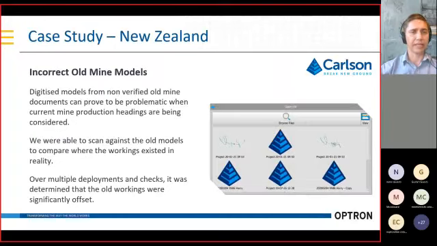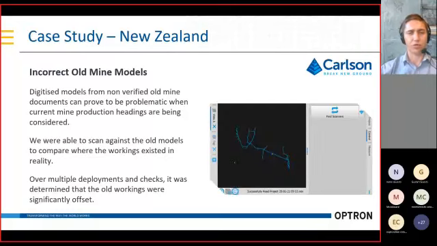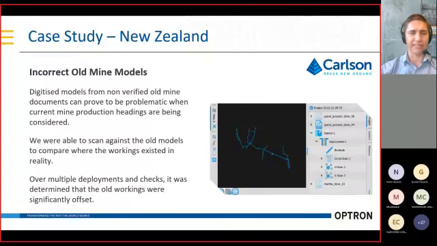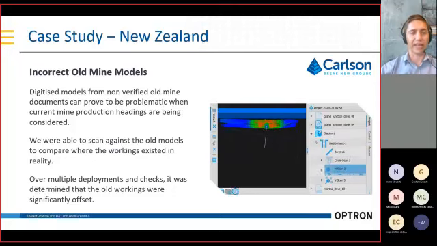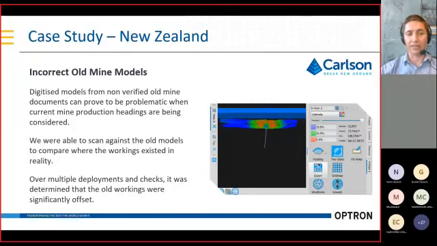And then lastly is a case study from New Zealand. The objective here was that they were not really sure if the data they had from the underground operations was actually reliable. After they scanned the underground operations using the CAL system, they could identify that under old workings there was a significant offset, and they could update their databases accordingly.